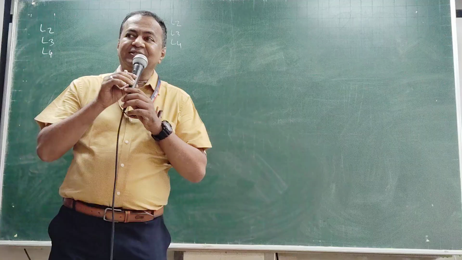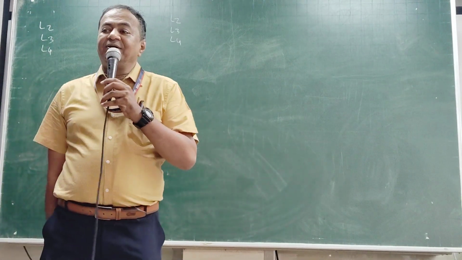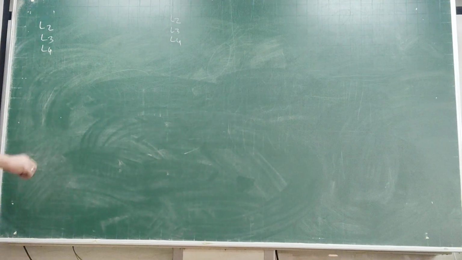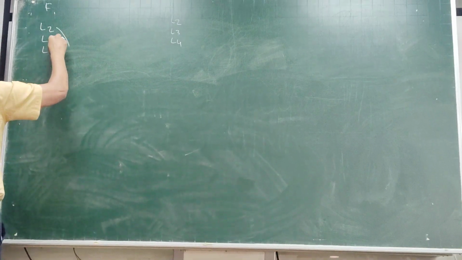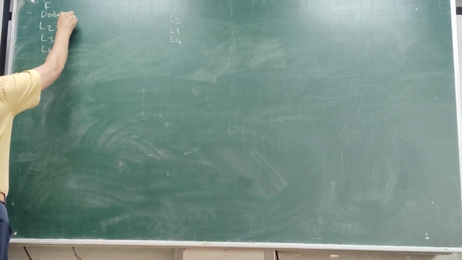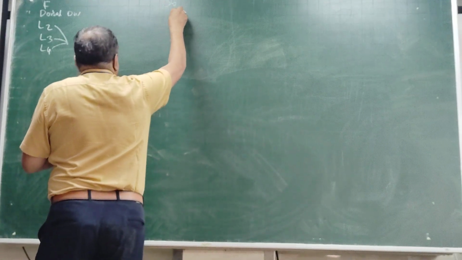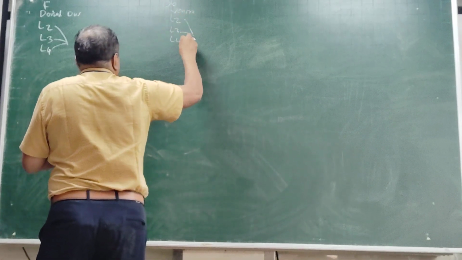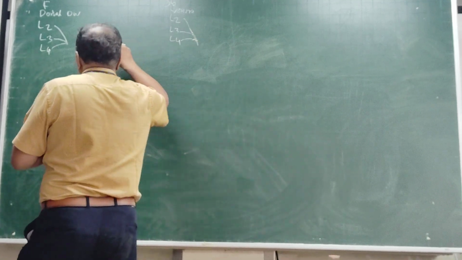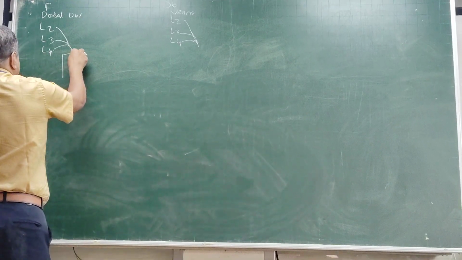Dorsal divisions supply the extensors. Here extensors are here, anteriorly. And ventral divisions supply the flexors and adductors. So when we discuss the femoral, it is L2, L3, L4, dorsal divisions, and when we talk about the obturator, it is ventral divisions. So both of them are formed by the divisions of L2, L3, L4, one from ventral divisions, one from dorsal divisions.